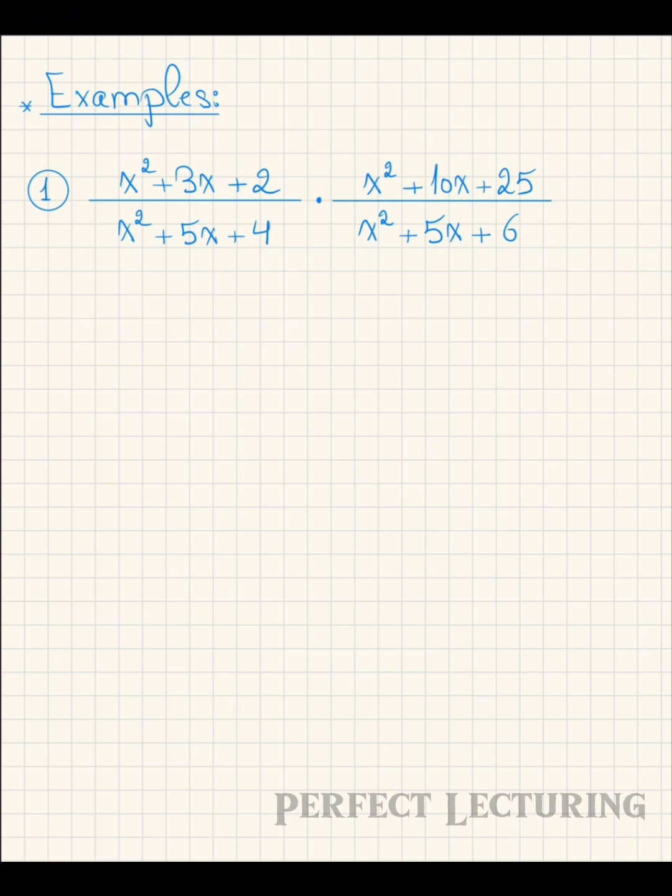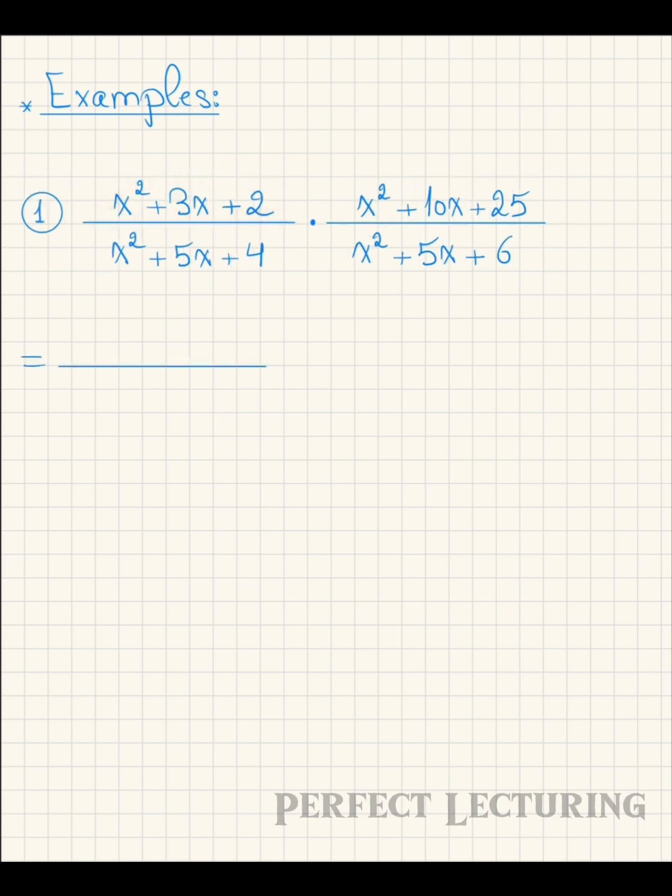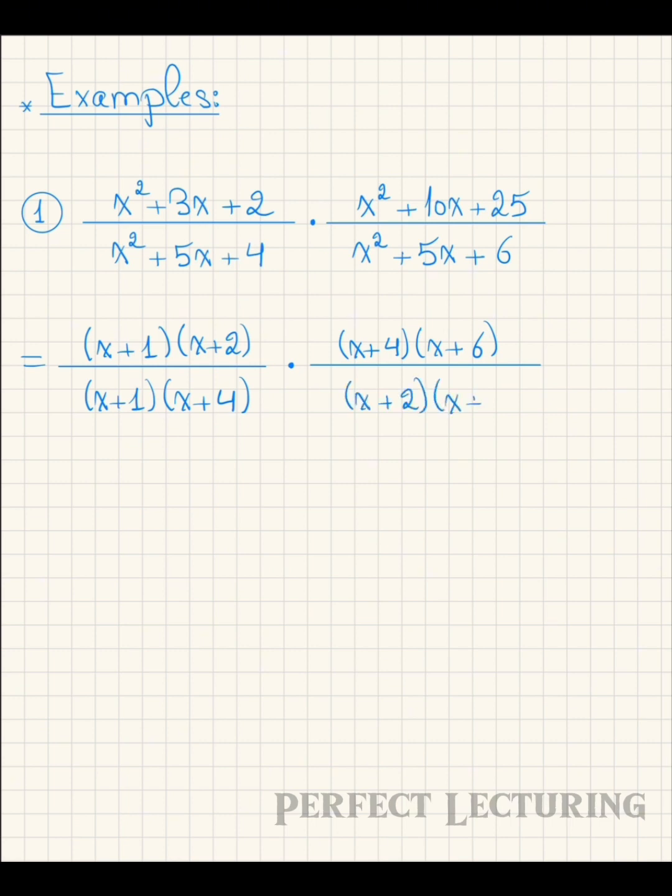The first step is always to factorize all the polynomials up and down if possible, and of course to completely factorize. So let us start with the first fraction. The numerator in the first fraction is a trinomial. It becomes x plus 1 into x plus 2. Similarly, the denominator in the first fraction is another trinomial, and it becomes x plus 1 into x plus 4, times another two trinomials. The top becomes x plus 4 multiplied by x plus 6, and the bottom becomes x plus 2 multiplied by x plus 3.